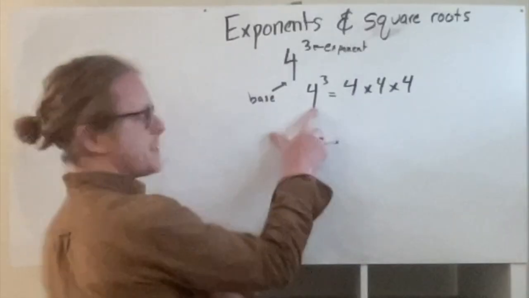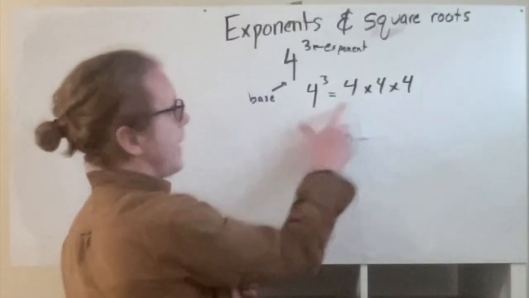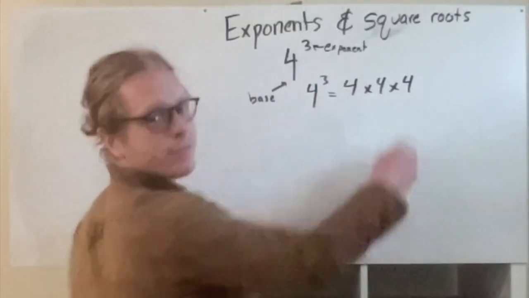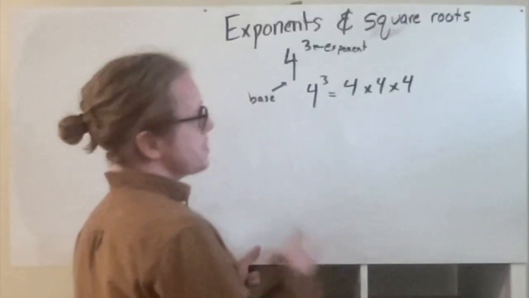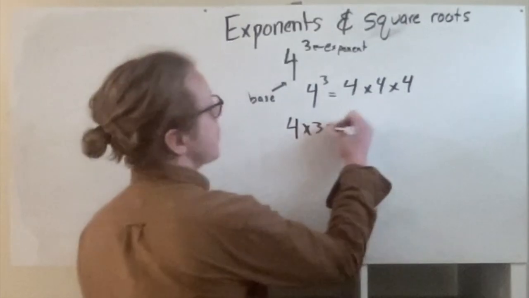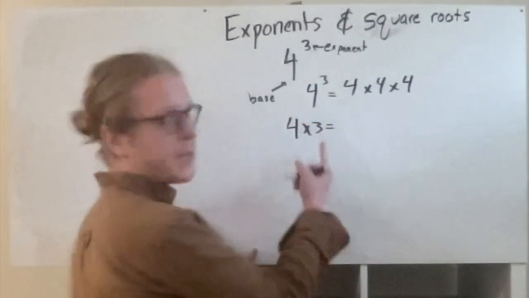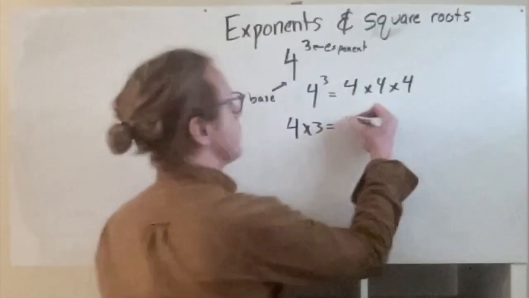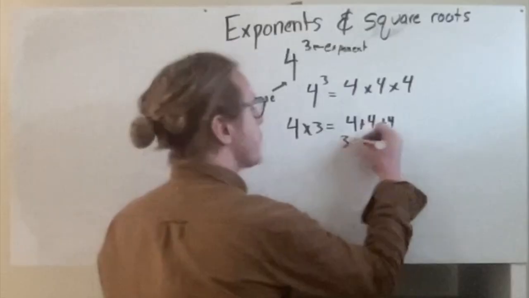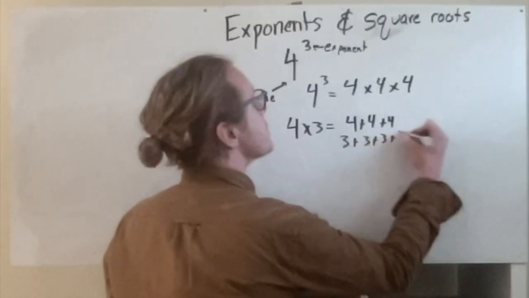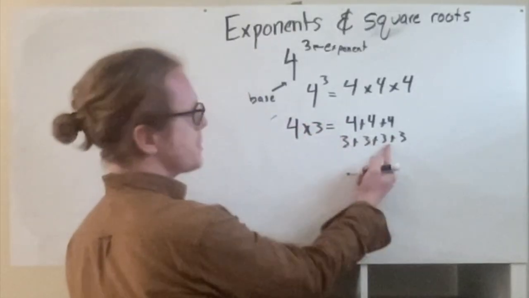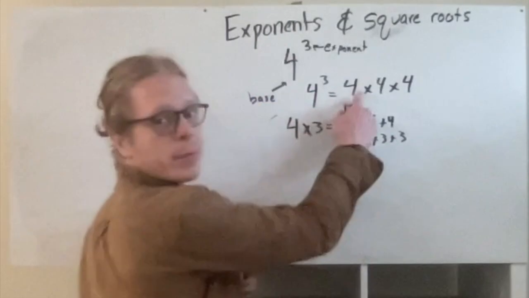Okay, so the base is the number being multiplied, and the exponent tells me how many times I'm multiplying it by itself. This should seem familiar to us because multiplication is a similar concept, right? We talked about how multiplication is repeated addition. So we could think of this as 4 plus 4 plus 4, or 3 plus 3 plus 3 plus 3, right? So just like multiplication is repeated addition, when we have exponents, it's repeated multiplication.